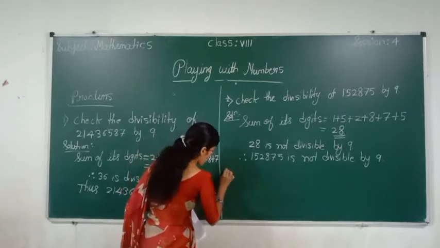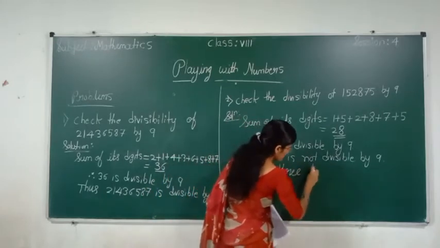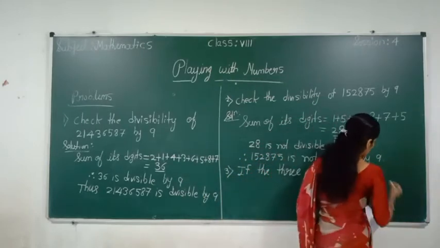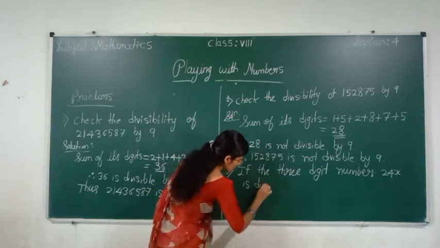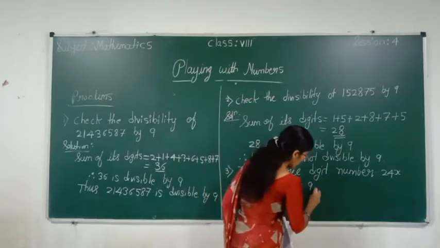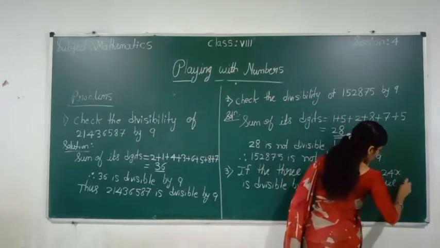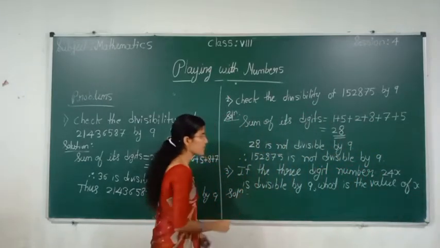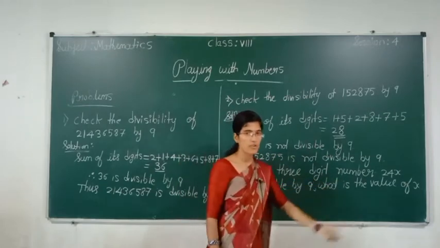We will take the third problem. If the three-digit number 24x is divisible by 9, what is the value of x? Solution: what is given? The three-digit number 24x is divisible by 9, and we have to find the value of x.